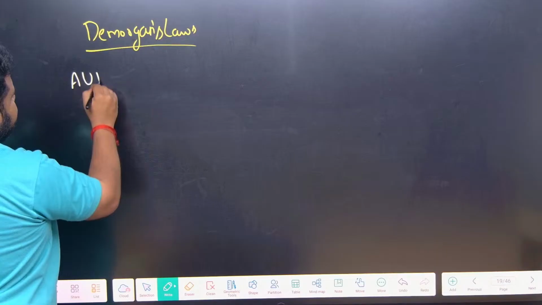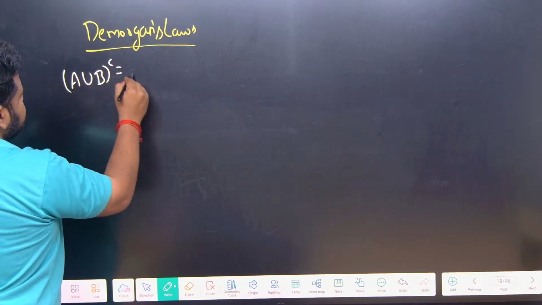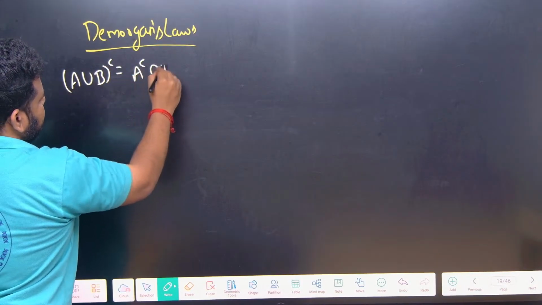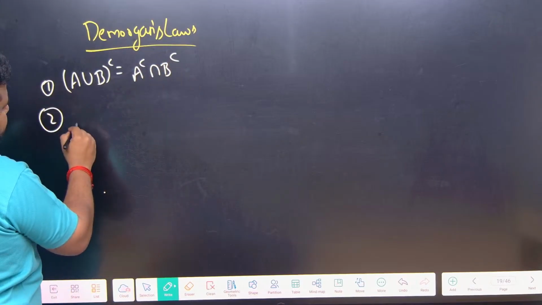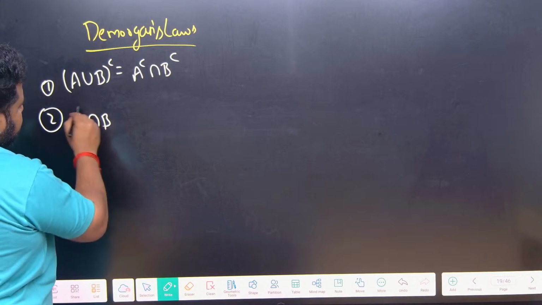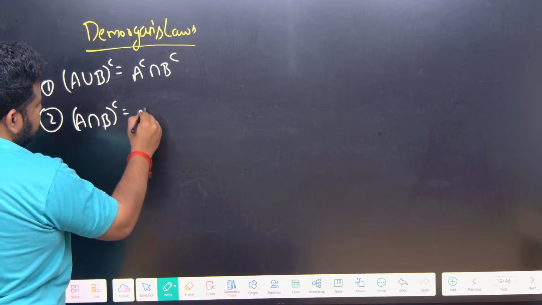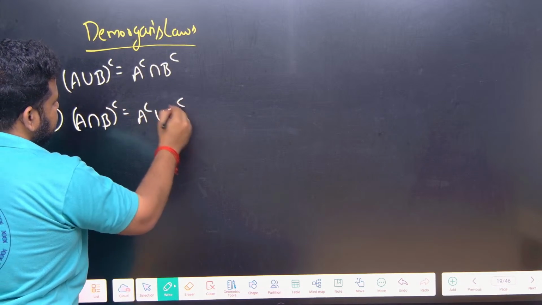So A union B complement can be written as A complement intersection B complement. Make a note of it. This is the first thing. Second one, A intersection B complement can be written as A complement union B complement. This is De Morgan's law.